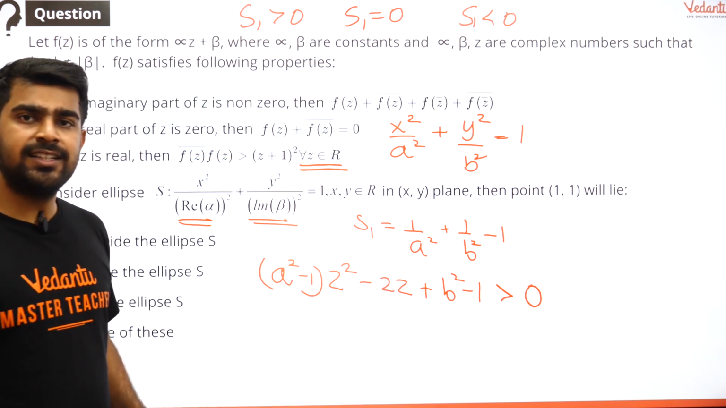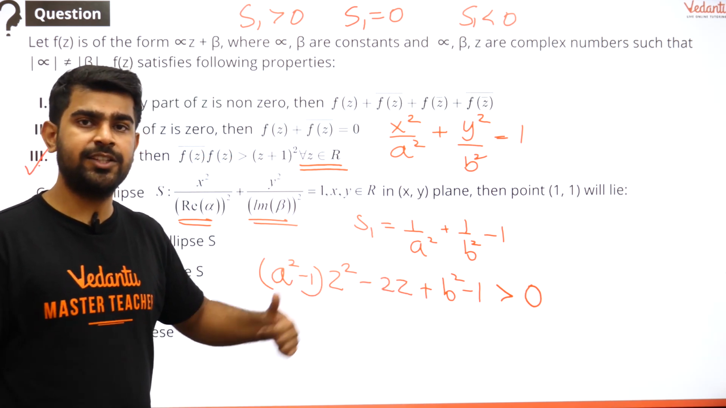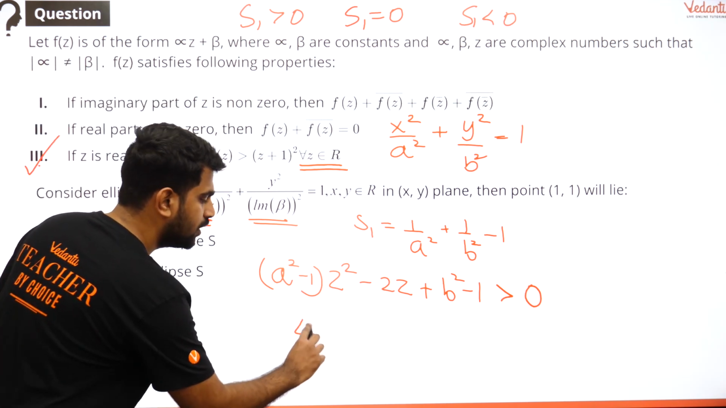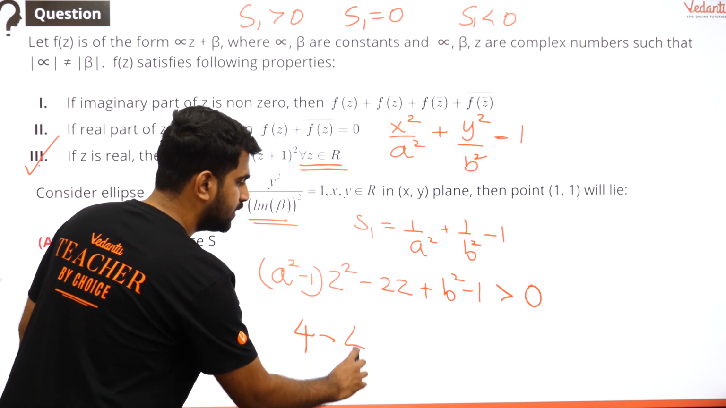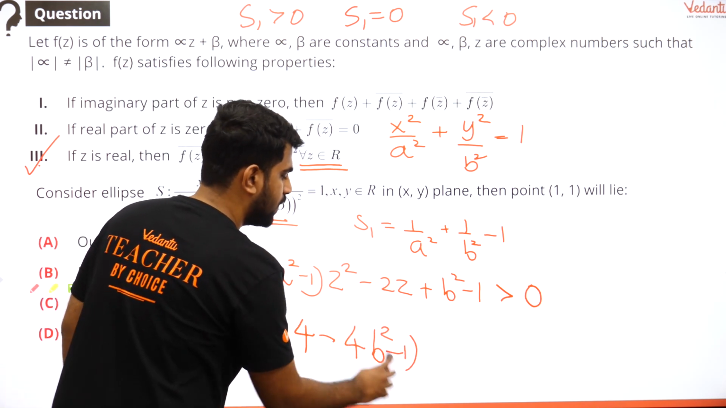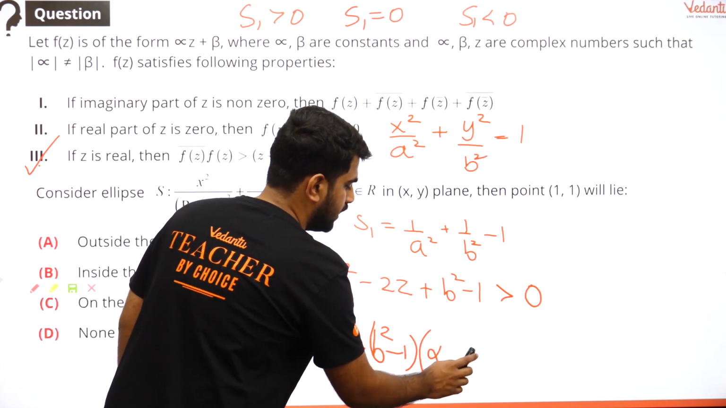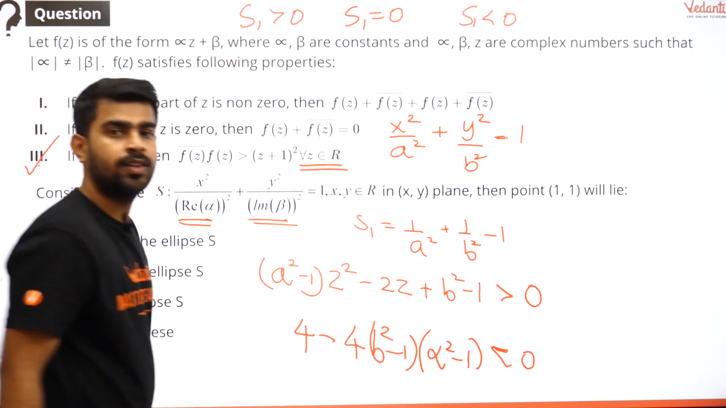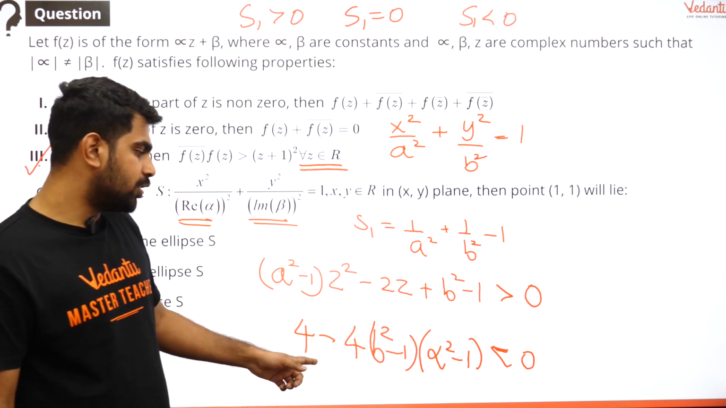So let us solve that. Let us keep our discriminant to be less than 0 and see what is happening over here. So if my discriminant is less than 0, what do I get? 4 minus 4 times b square minus 1 into a square minus 1 is less than 0. So when I say my discriminant is less than 0, what do I get?